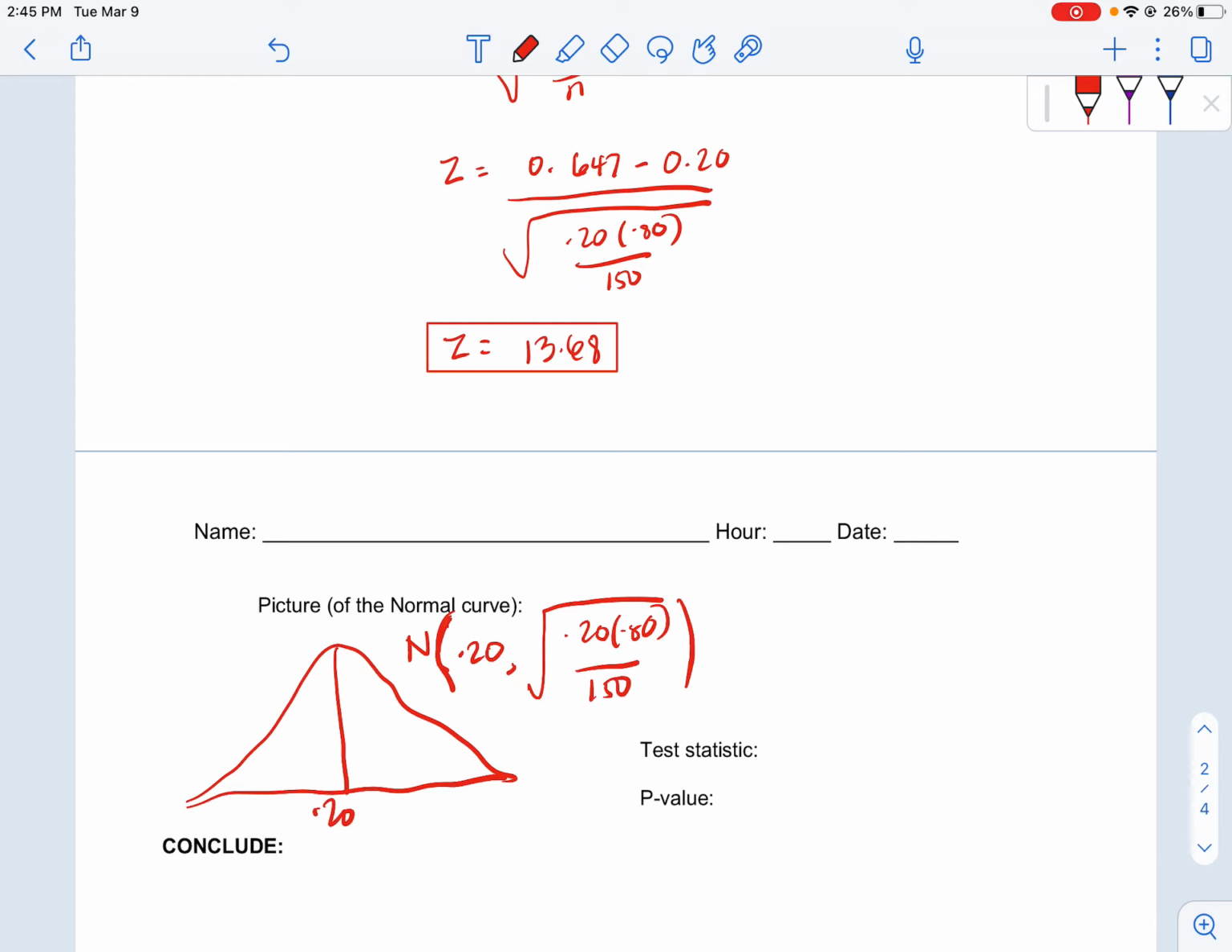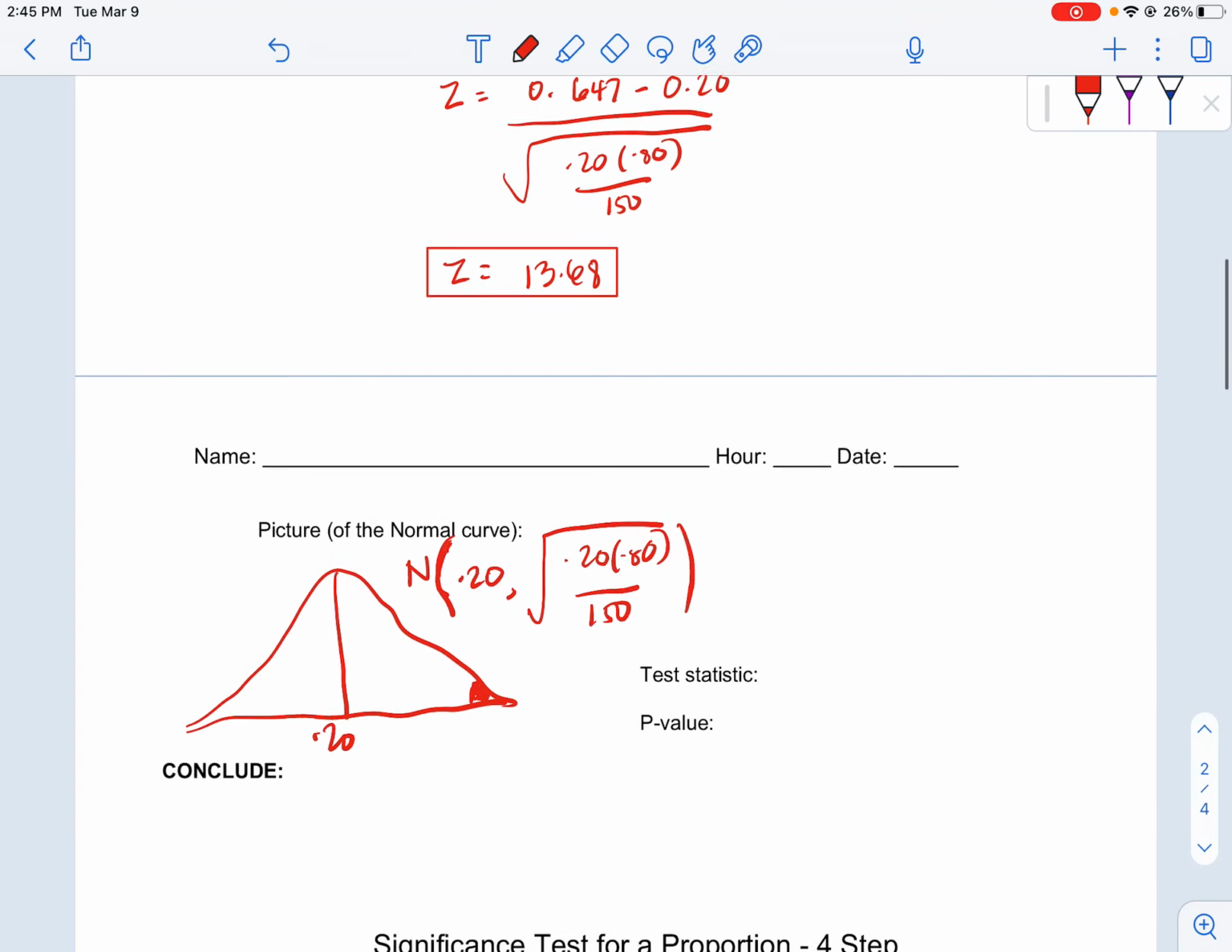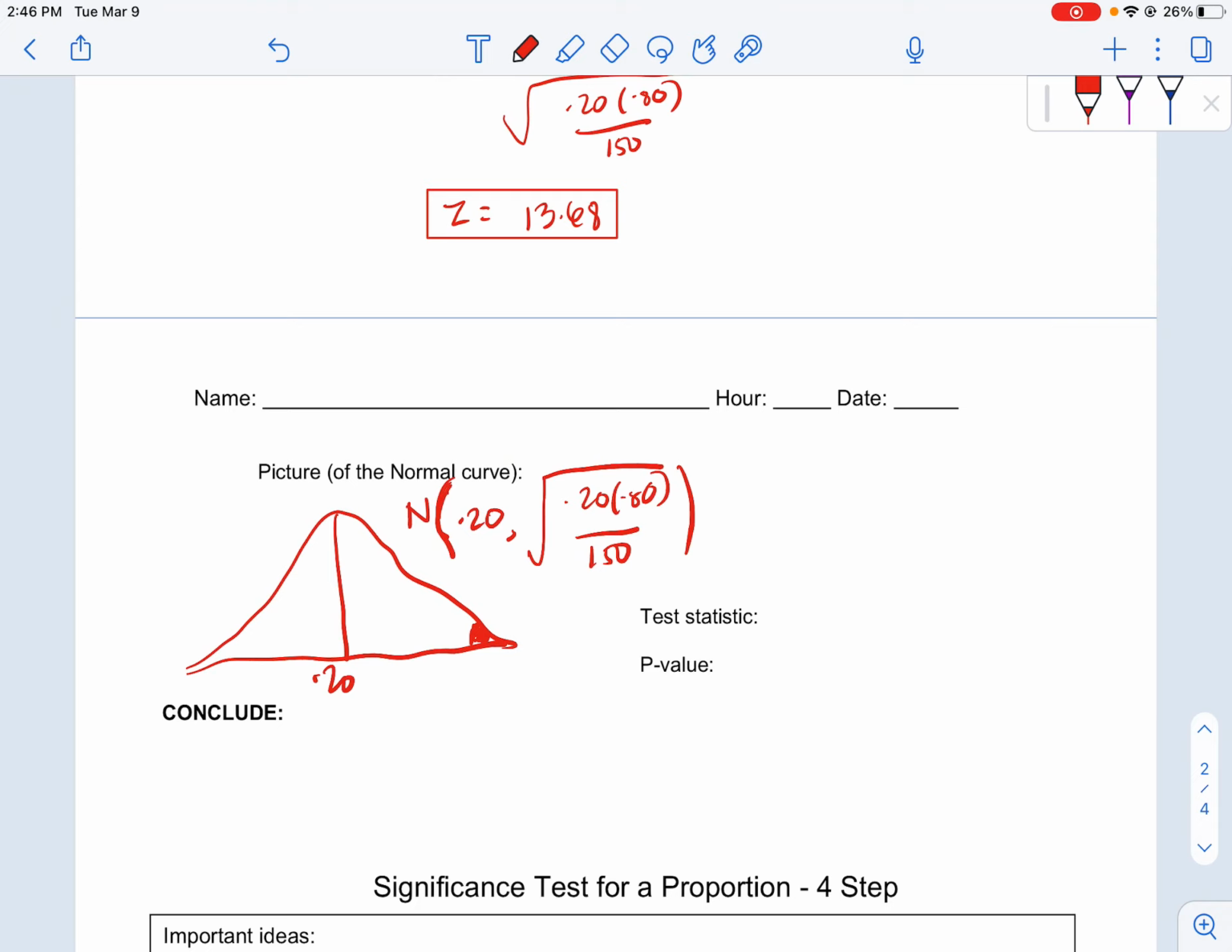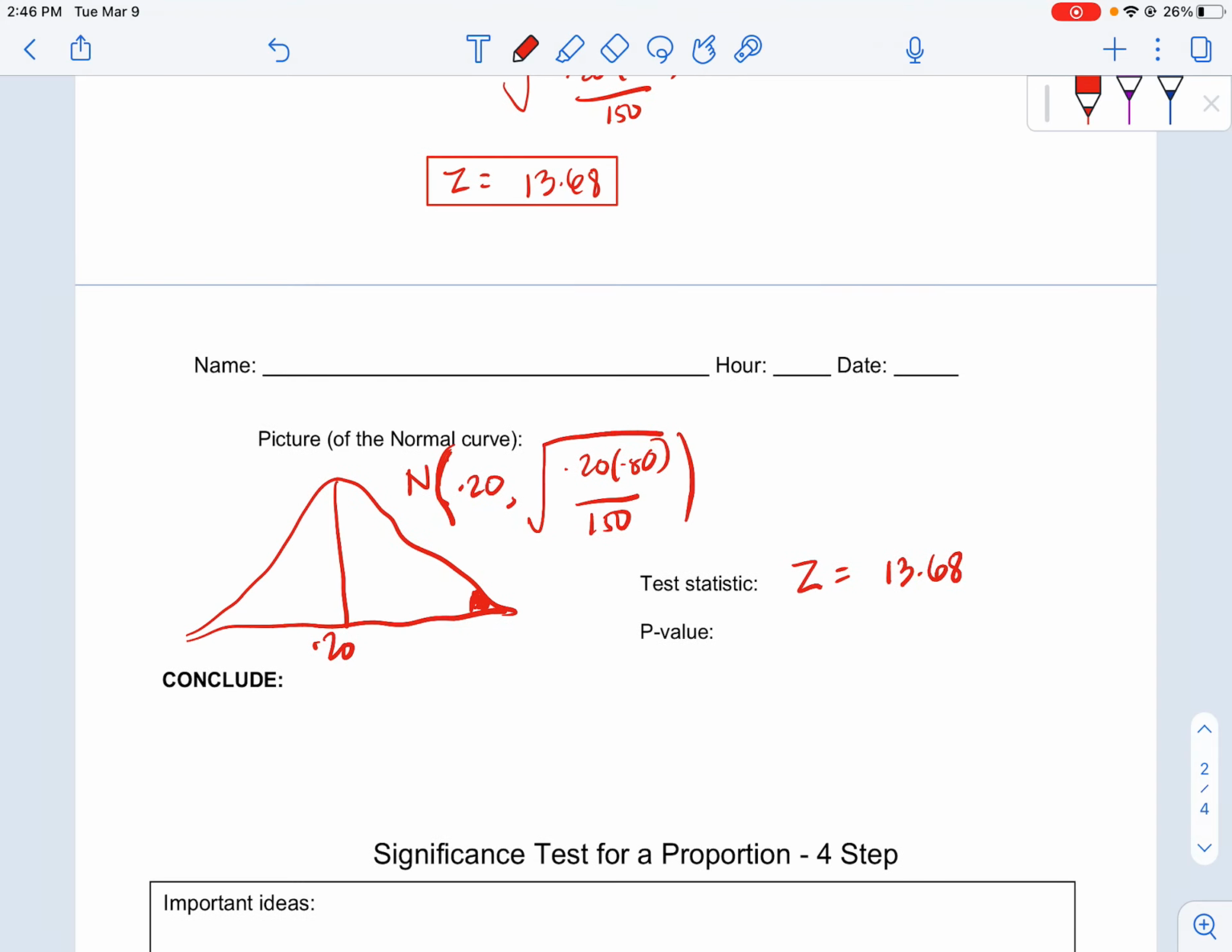So this is 0.20 and 0.645 is going to be around this area. Or I think really small. There. Okay. So we have our test statistic, which is called the z-score. That's 13.68. And our p-value is the area to the right of it. The area to the right.